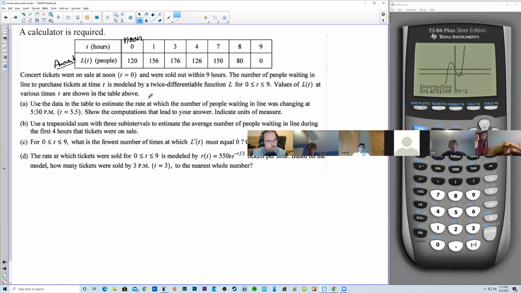Use the data in the table to estimate the rate at which the number of people waiting in line was changing. Well, that's what rate is. At 5:30 p.m. Show the computations that lead to your answer, indicate units of measurement.